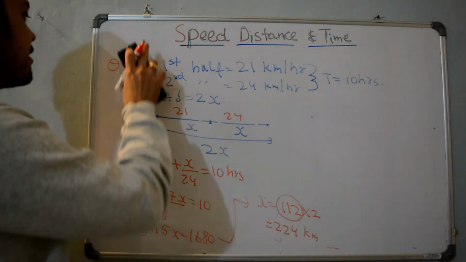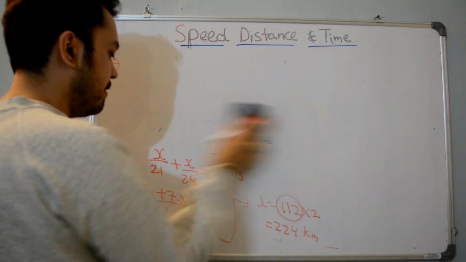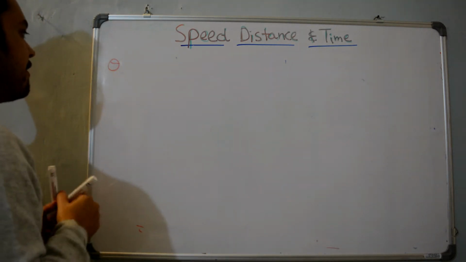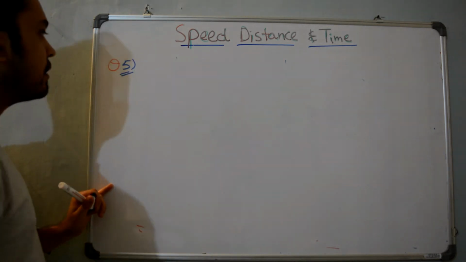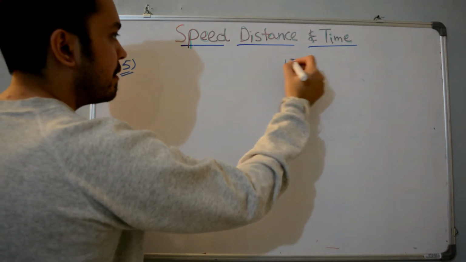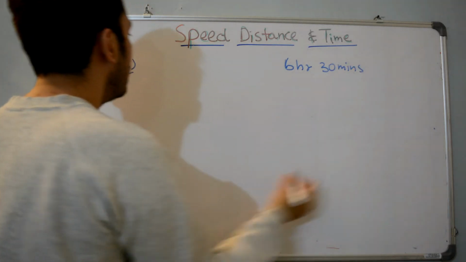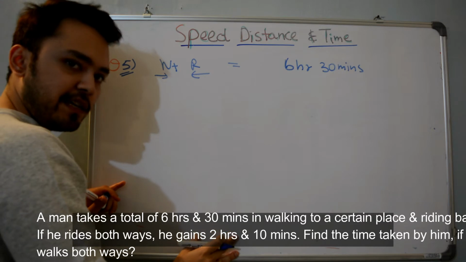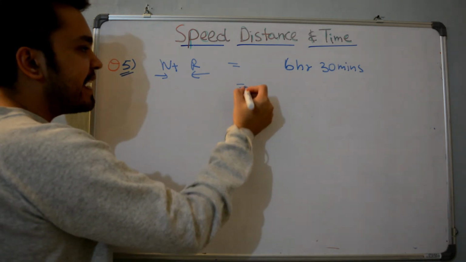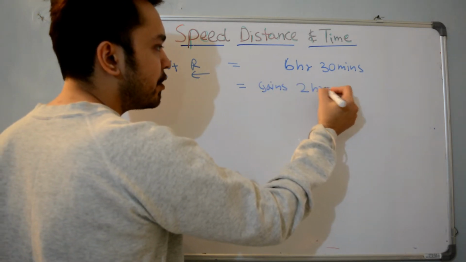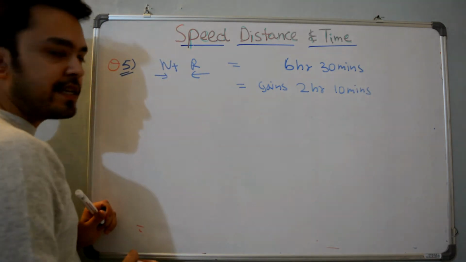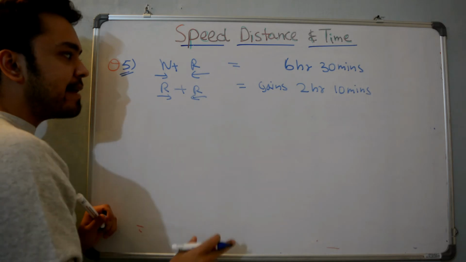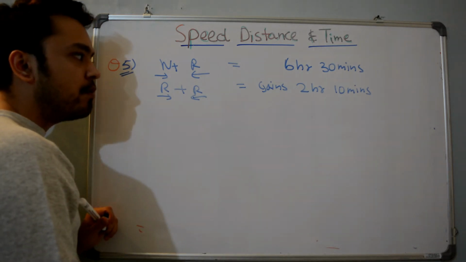Moving on further, our next question is a little bit different and perhaps a little bit challenging. In our fifth question, we are given that a person takes a total time of 6 hours and 30 minutes while walking and riding back to a certain place. However, he gains 2 hours and 10 minutes if he rides both ways, right? You have to find the time taken by him if he started to walk both ways, right?